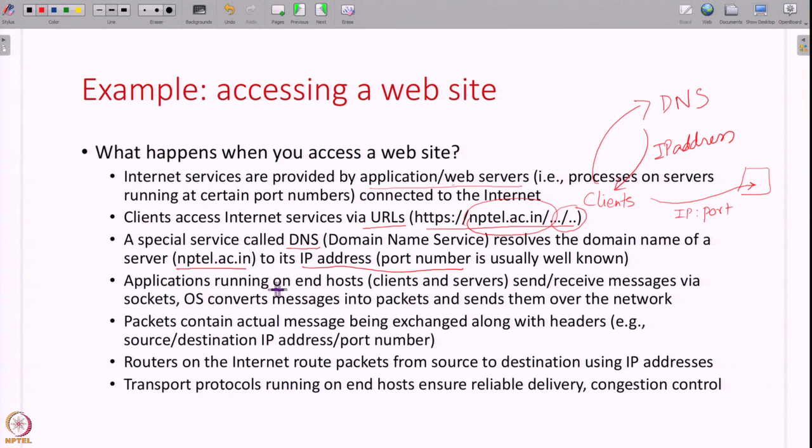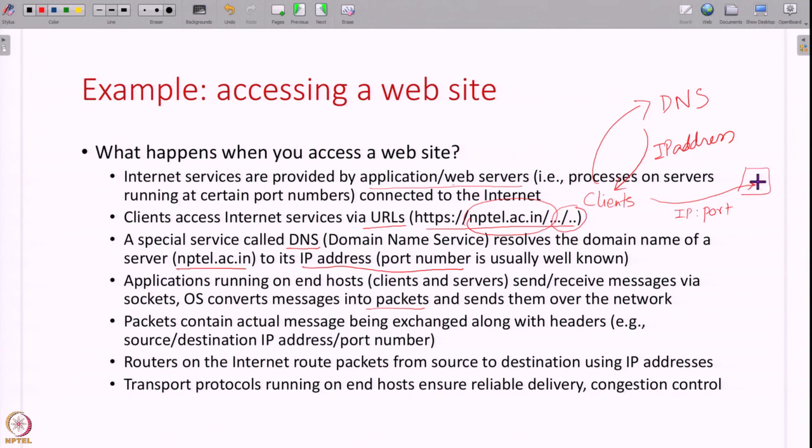And then applications that are running on end hosts, like client-server, like the socket programs we have seen, once they are connected this way, they will send and receive messages. You can either use sockets or other programming libraries, it does not matter. In the end, all of them work the same way, where you exchange messages, and when you write these messages into a socket, the operating system converts them into packets and sends them over the network.